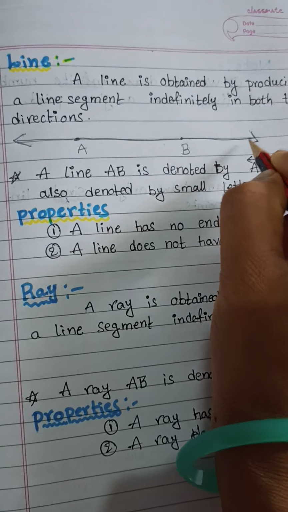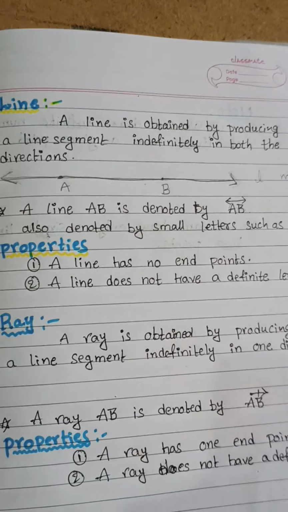A line AB is denoted by like this, AB. Also denoted by small letters such as small l, m, n, like that.